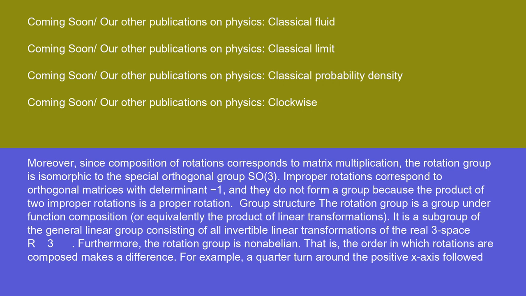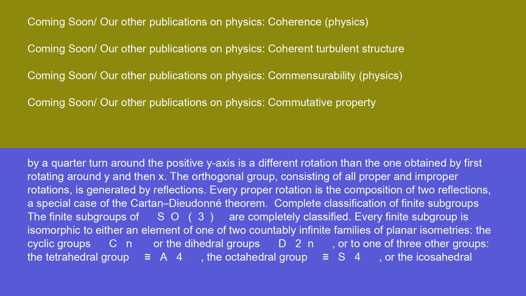Group structure: the rotation group is a group under function composition, or equivalently the product of linear transformations. It is a subgroup of the general linear group consisting of all invertible linear transformations of the real 3-space R3. Furthermore, the rotation group is non-abelian. That is, the order in which rotations are composed makes a difference. For example, a quarter turn around the positive x-axis followed by a quarter turn around the positive y-axis is a different rotation than the one obtained by first rotating around y and then x.